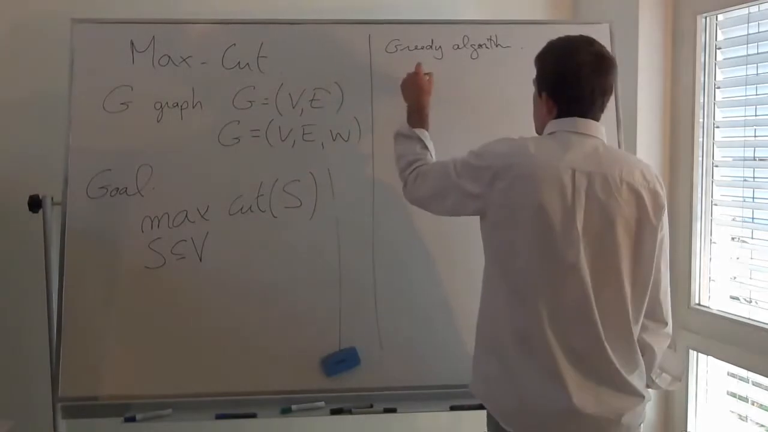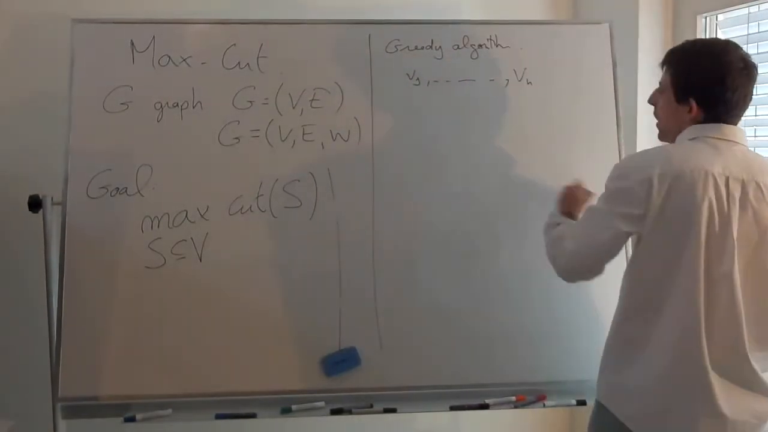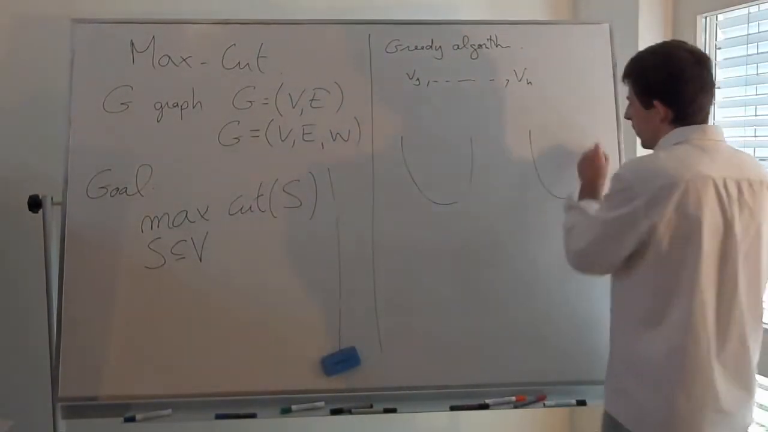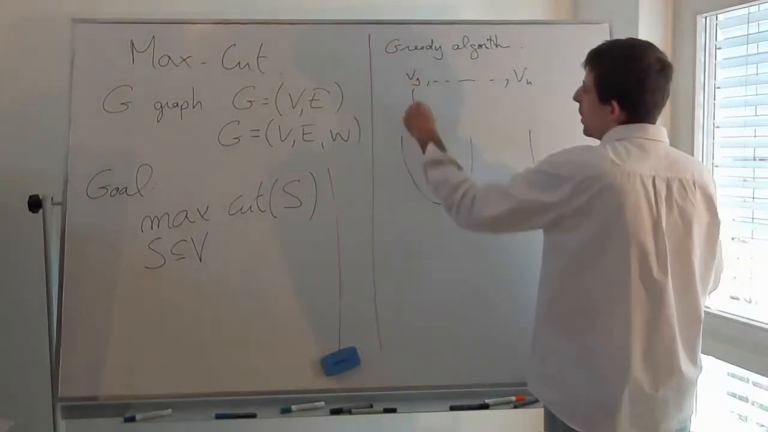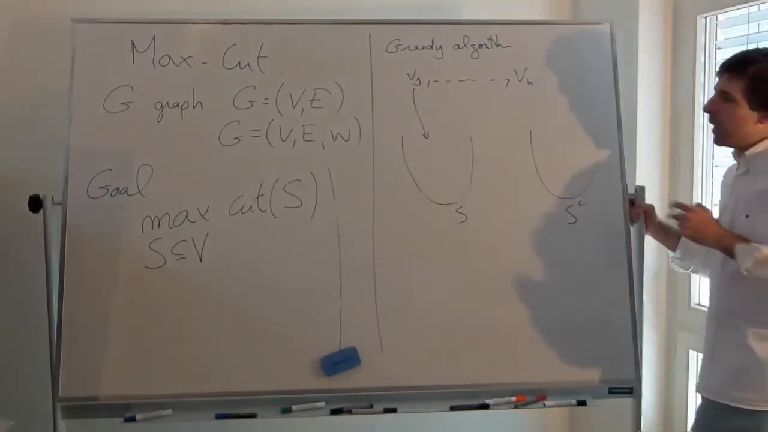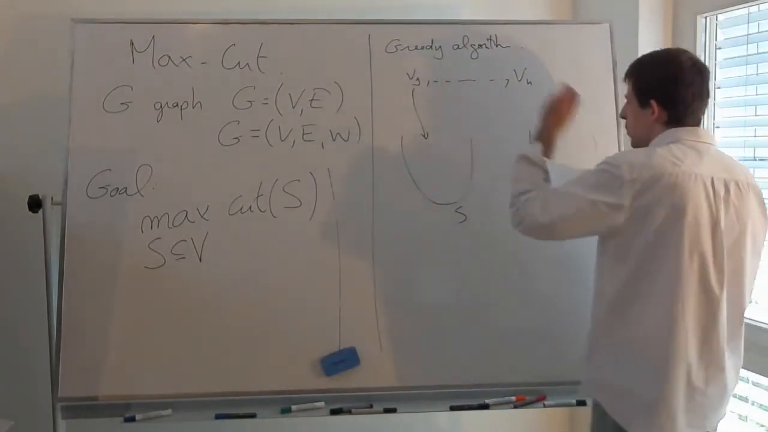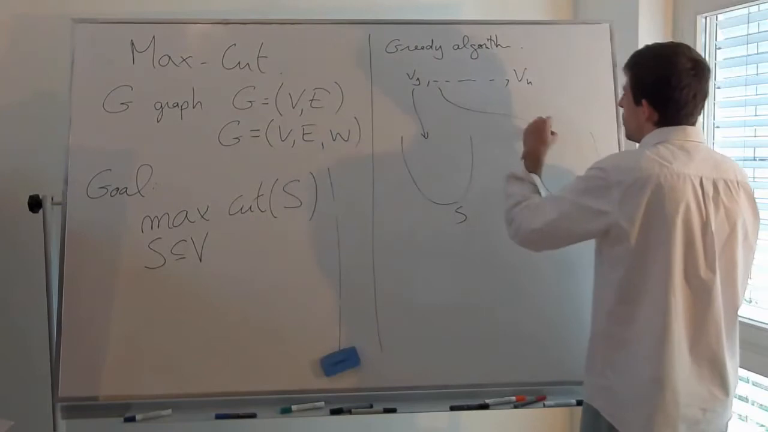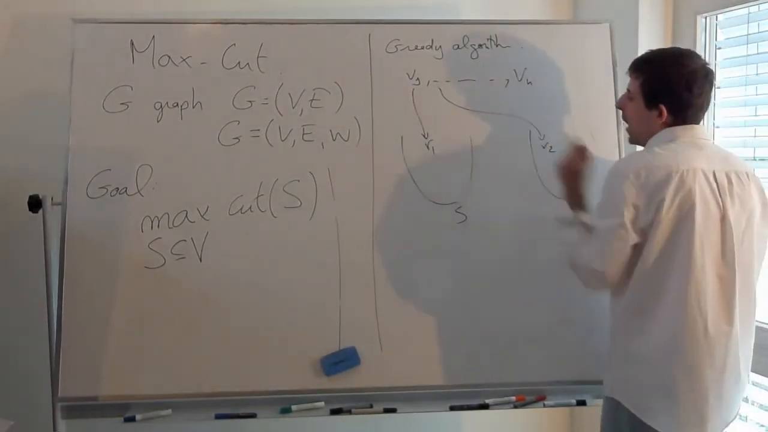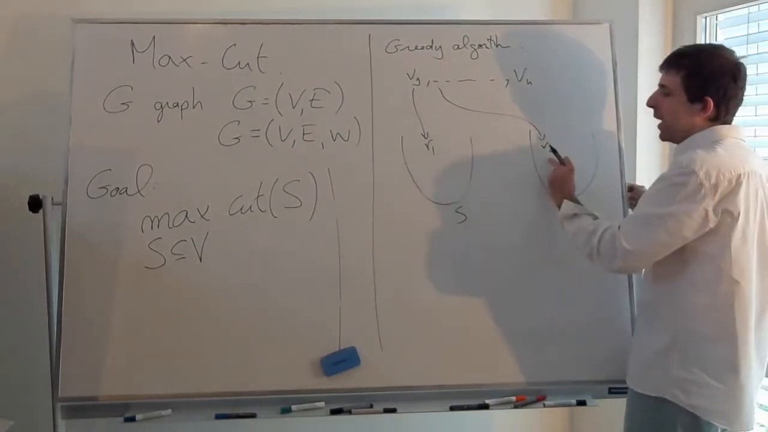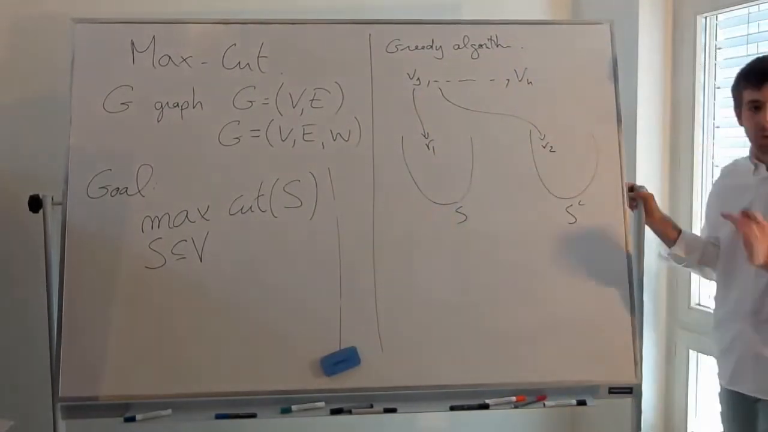Let's order the vertices V1 through Vn. And now let's think of two buckets. Okay, so we have my bucket S and my bucket S complement. Right, so now V1, we put it, say, in S. Now for V2, we're going to put it, say, in S complement. Now, if V1 and V2 had an edge, I'm cutting it, otherwise I'm not cutting anything.